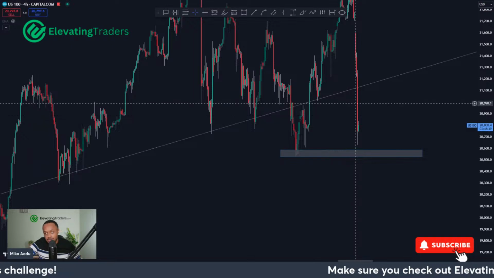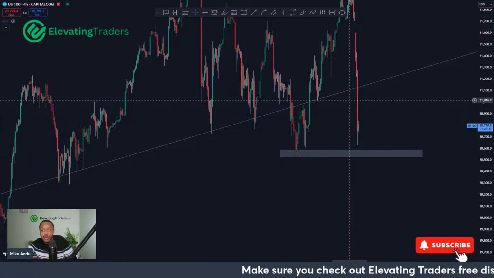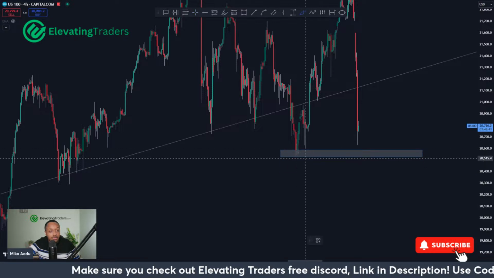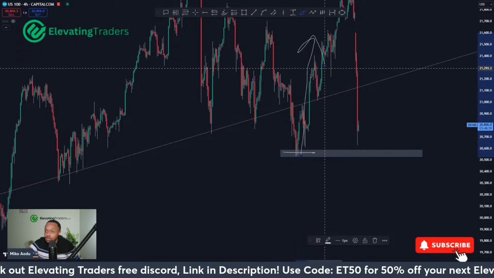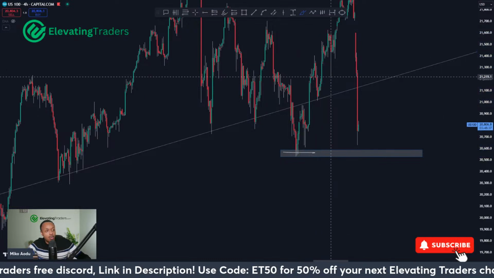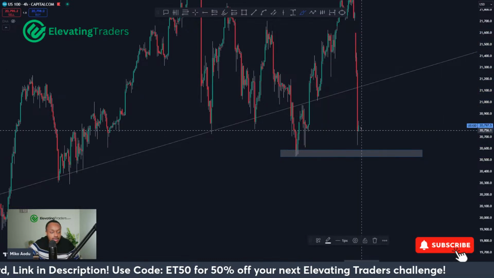Again, support and resistance is great, but you don't want to use support and resistance just by itself. You want to be looking at candlesticks, market structure. So this is, of course, an area of support. Why? Because it's a clear area that buyers stepped into the market to push price higher. Whether it holds or not, we need to see how price reacts when we get there.